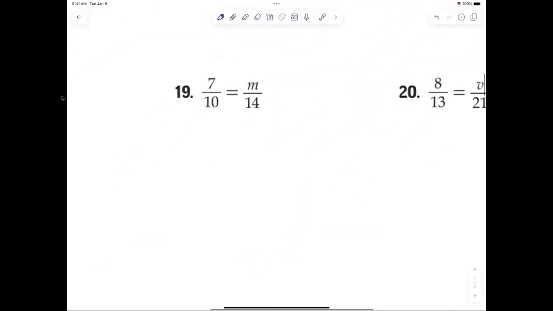All right, let's knock out 19. When I cross multiply, I get what? 10m equals 7 times 14 is what? 7 times 10 is what? 7 times 4 is 70 plus 28. That would be 98. Come on, practice. And now we just divide both sides by what? 10. m equals 98 over 10.